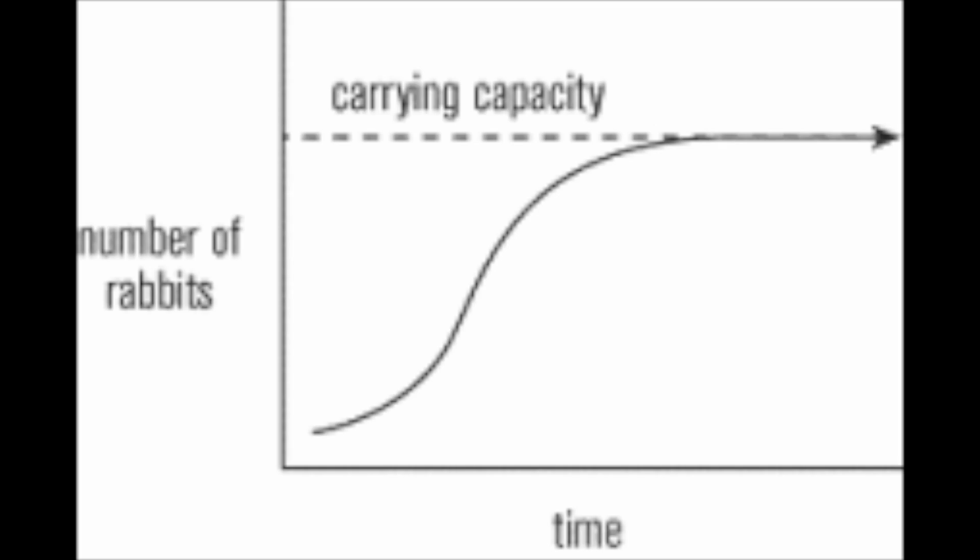Then you got your carrying capacity, which is the maximum amount of a population that is allotted in an area. The chart that's going to show you the carrying capacity of a population is going to almost look like an S, where it starts off small, it gets a little bigger, and then it kind of teases off.